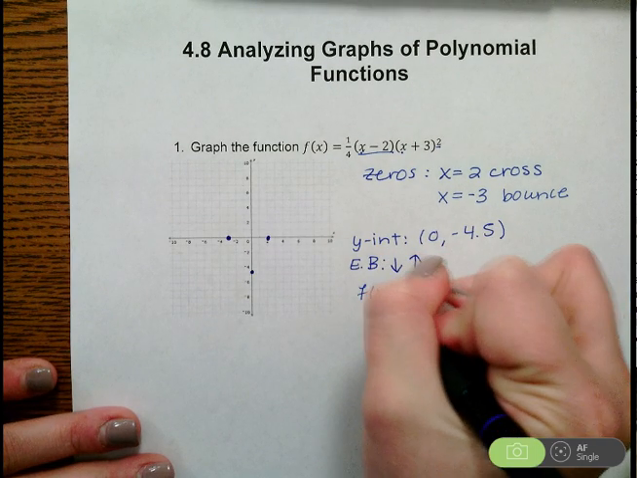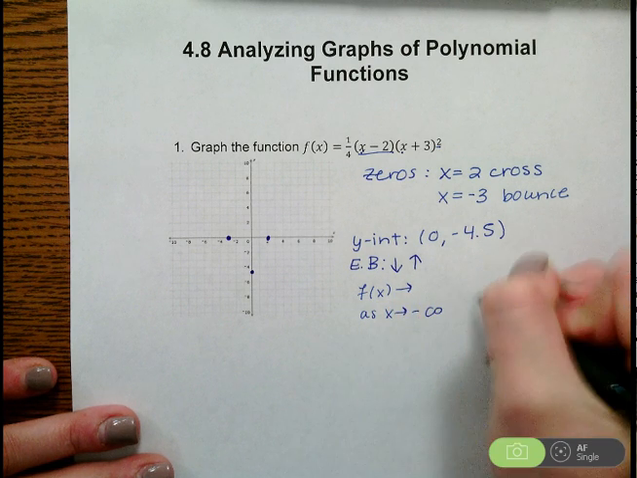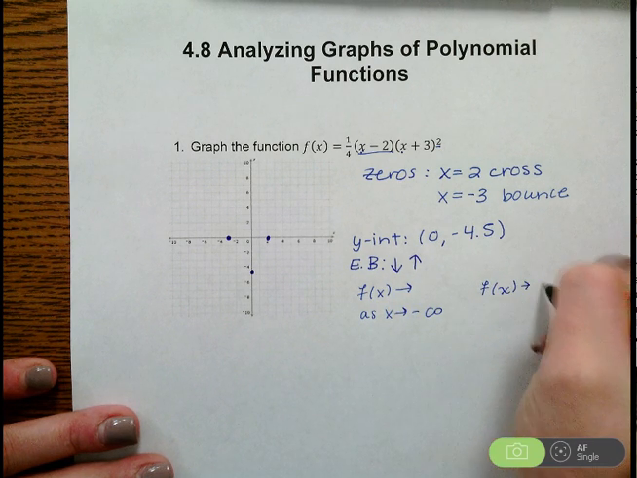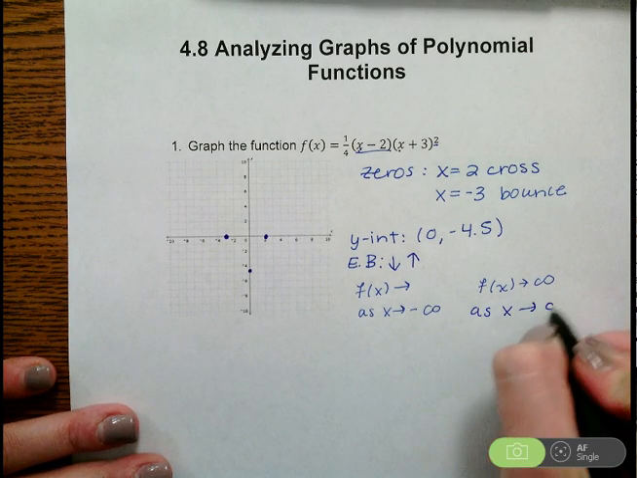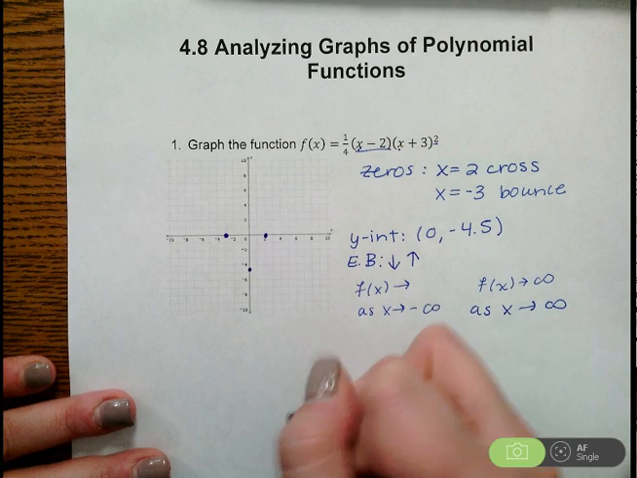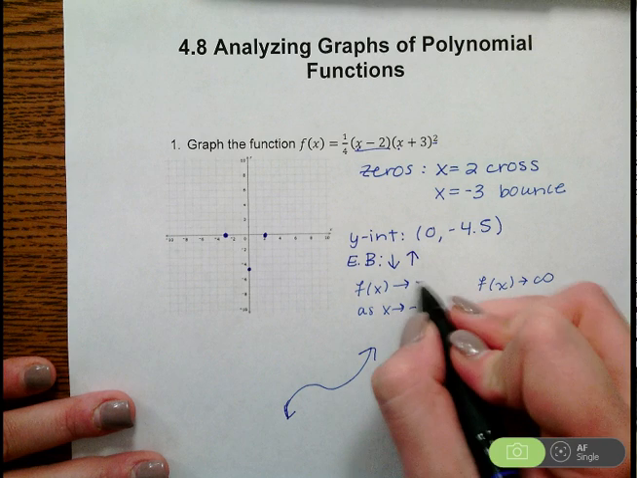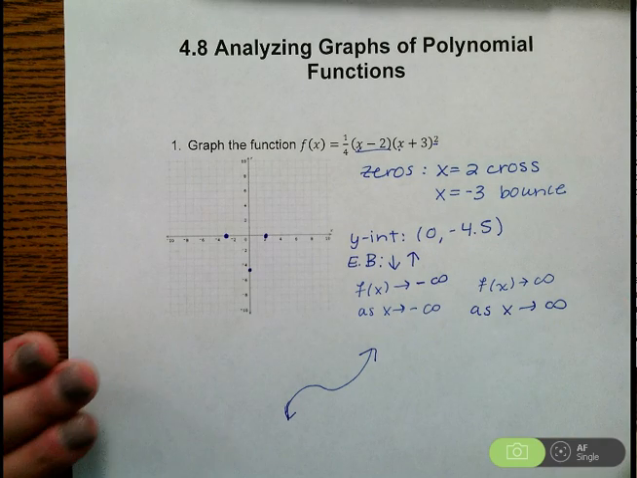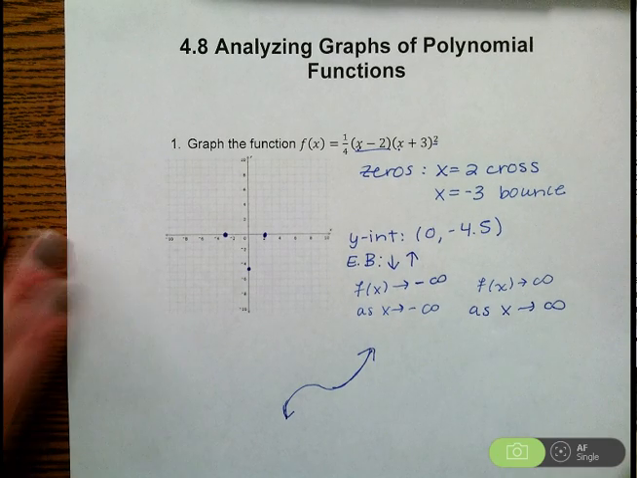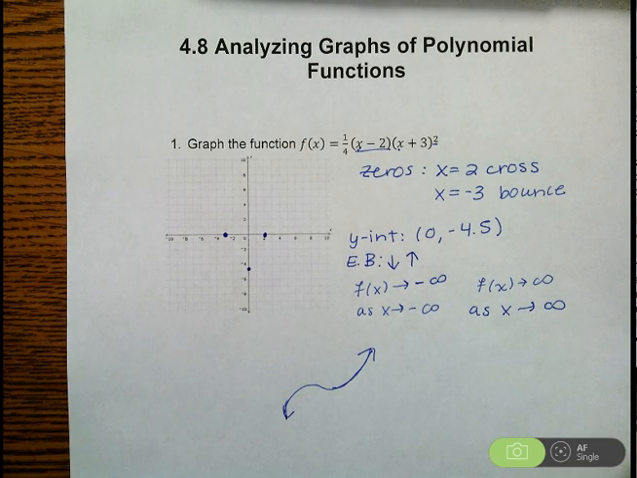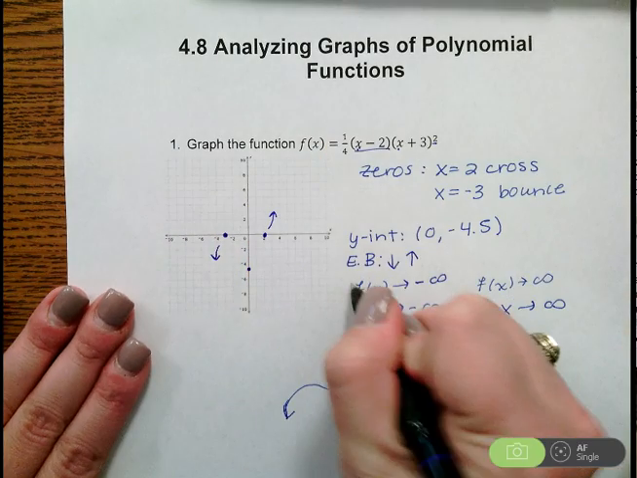So now this is how we write it. f of x approaches negative infinity as x approaches negative infinity, and f of x approaches positive infinity as x approaches positive infinity. So f of x is getting smaller and smaller as x is getting smaller and smaller, and then f of x is going to get bigger and bigger as x gets bigger. You can draw the arrows if you like, but just be aware that on the test you are expected to write it like this.